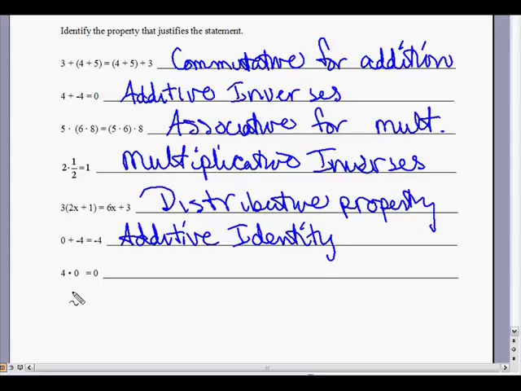And our last one, 4 times 0 equals 0. Again, if your answer is 0, and that was obtained through multiplication, then you have to have multiplied by 0. So 4 times 0 is 0. And that sometimes is also called the zero product property, or multiplication by 0.